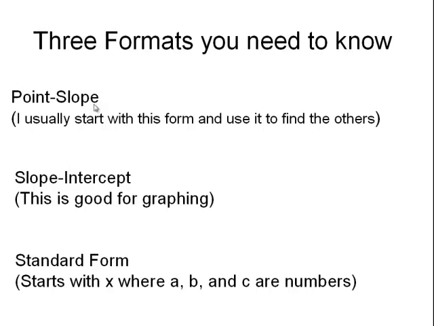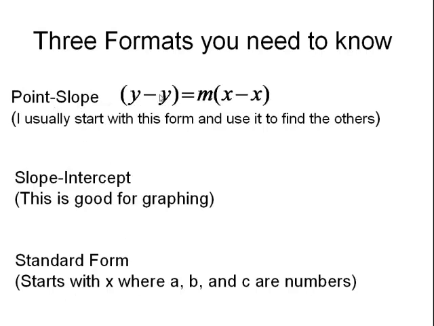There's point-slope form. I usually start with point-slope form. No matter what it asks for, if it says find slope-intercept, start with point-slope, because you normally have a point and you can normally have a slope. Slope-intercept is good for graphing, but you don't normally have a slope and an intercept, so you can't start there. It may ask for it, but you need to start with point-slope. And then standard form.